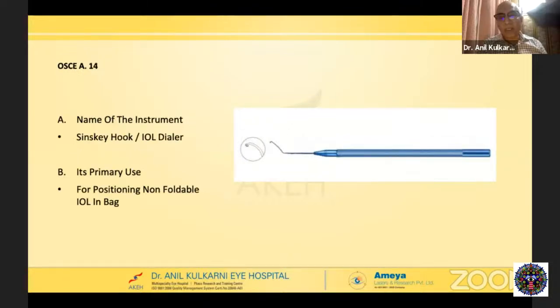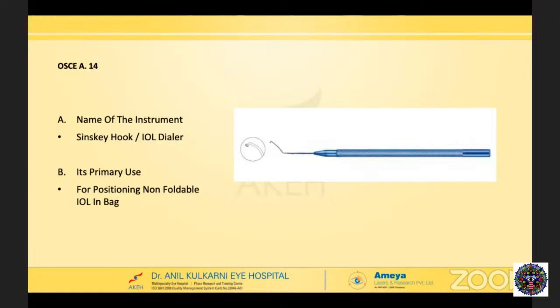Name of the instrument is Sinskey hook, also called Sinskey IOL dialer. Primary use, as the name suggests, is for positioning a non-foldable IOL in the bag, where you can put it into the hole of that particular IOL and turn it.